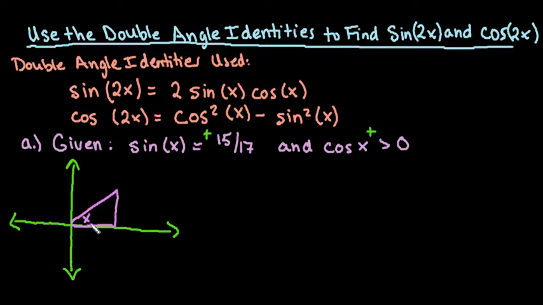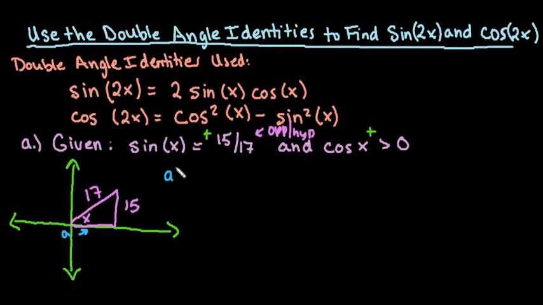So x is just talking about this angle measure right here. Remember that sine is the opposite over the hypotenuse. So from this angle, which is always our reference angle from the x-axis, the opposite is 15 and the hypotenuse is 17. And so what we need to do is find this side here in order to be able to find cosine so that we can use these rules. I'm just going to call this side a so that we can find it.